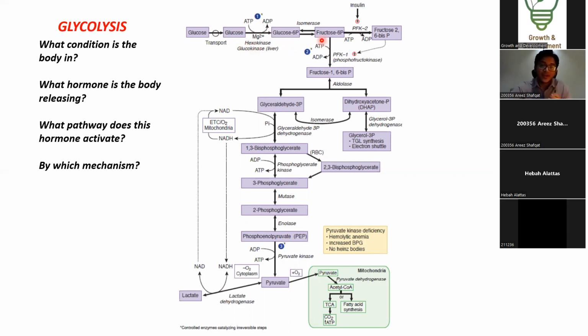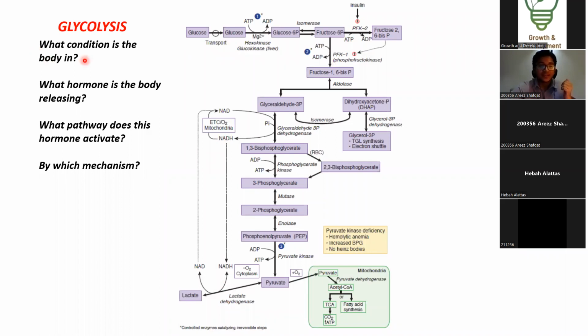The next step I want you guys to remember is this one, PFK1. This is basically the rate limiting step of glycolysis. This is also activated by insulin, and insulin activates an enzyme called PFK2 by dephosphorylation, which should make sense again. And this way glycolysis acts.